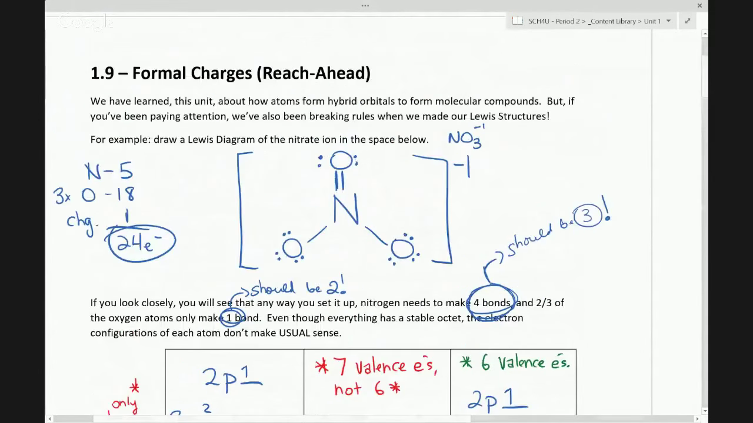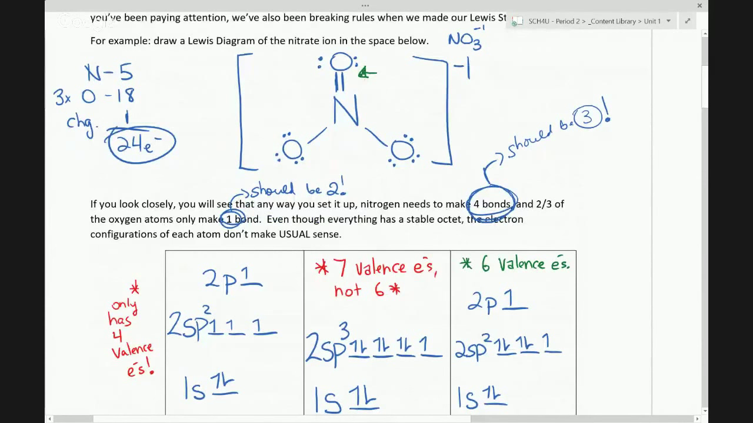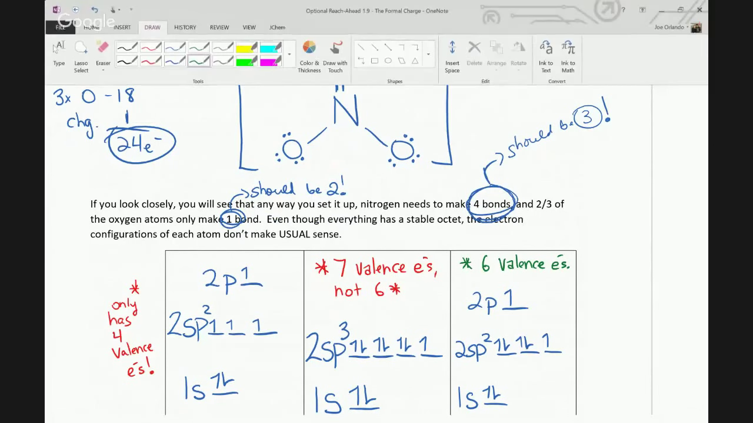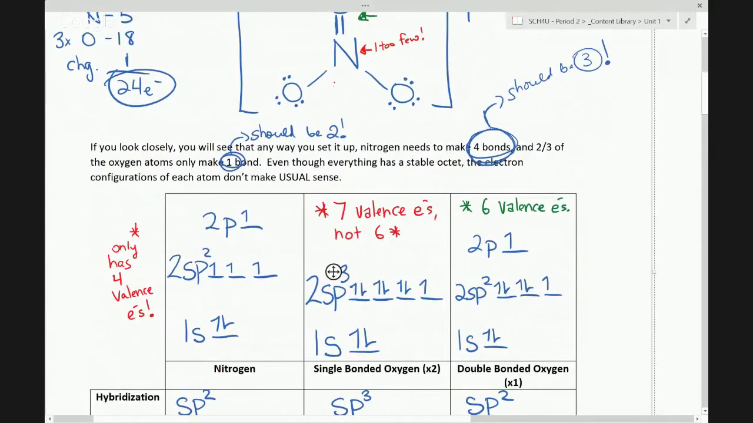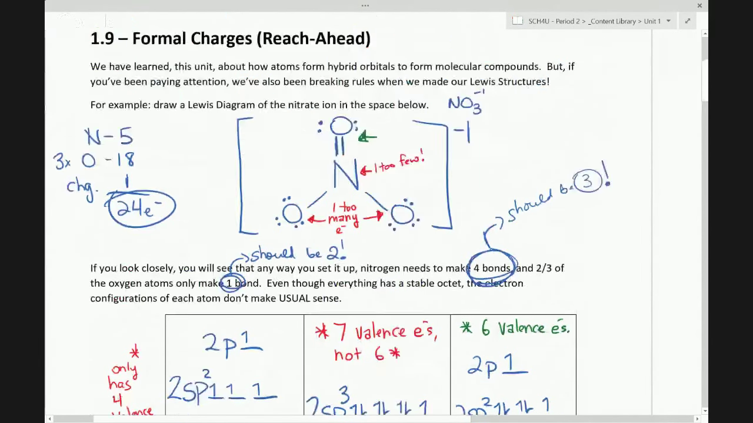So one of the oxygens is behaving the way we would expect it to, but everything else is weird. This has 1 too few electrons, and these both have 1 too many electrons in their valence shell. And so this seems to break the rules, but it actually introduces our new topic, which is the idea of formal charge.